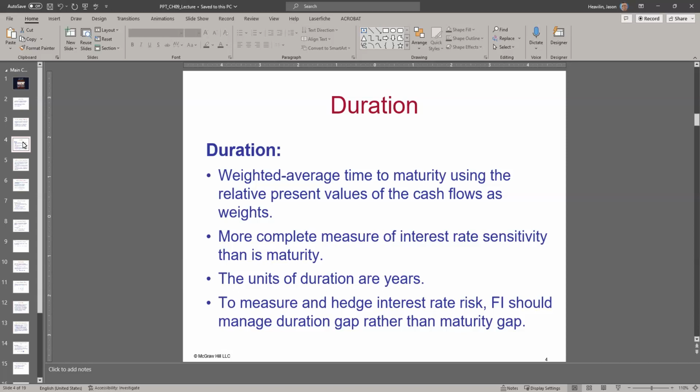So some assets may not have the same maturity, but have the same duration. So when the price changes, they will change about the same. And that way your assets and liabilities change at about the same rate, instead of just matching maturity, where they may have different durations.